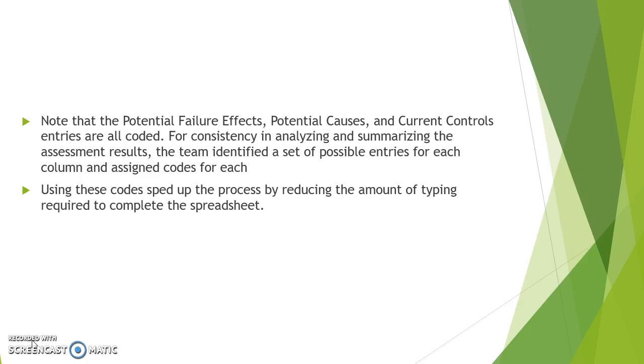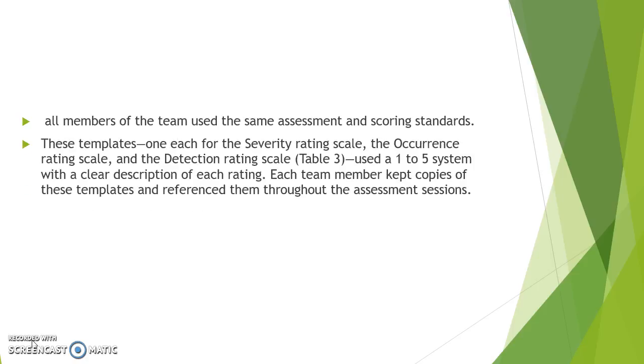Here we see that the potential failure effects, potential causes, and current controls are all coded. For consistency in analyzing and summarizing the assessment results, the team identified a set of possible entries for each column and assigned codes for each. Using these codes, the pace of this process increased, which reduced the amount of typing in a spreadsheet.